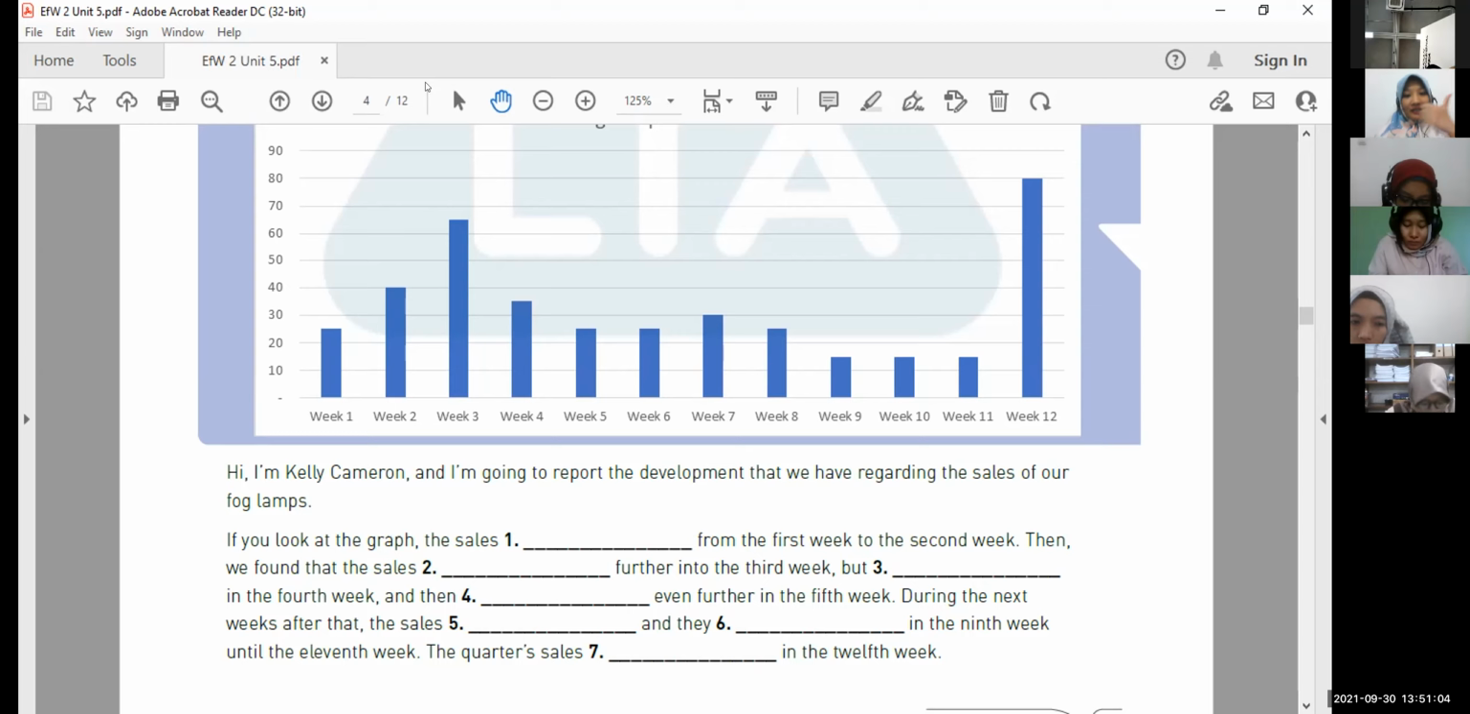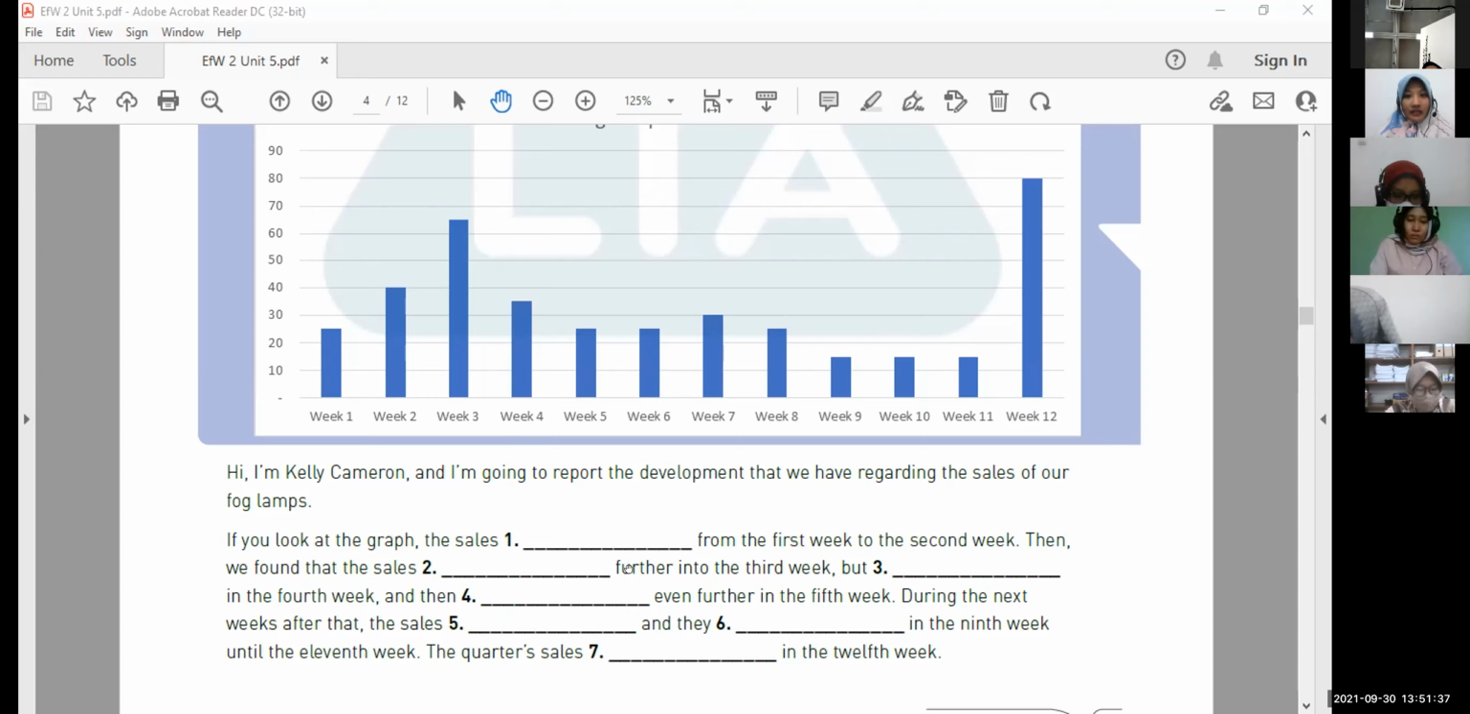Correct. So for number 1 and 2, you can use increased or rose. Those terms we use because we can see from the picture the sales is going up. If I use rose, is it correct? It's correct. Rose or increased for number 1 and number 2. Thank you, group 3, Miss Putri.